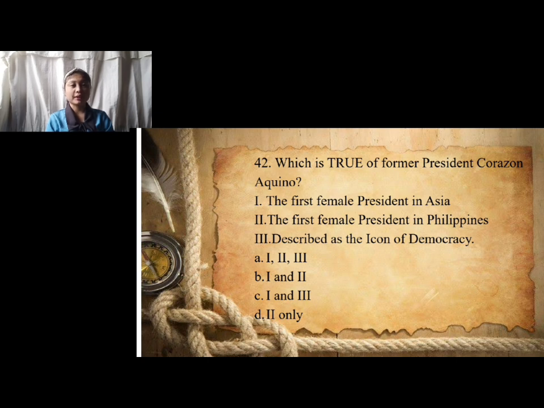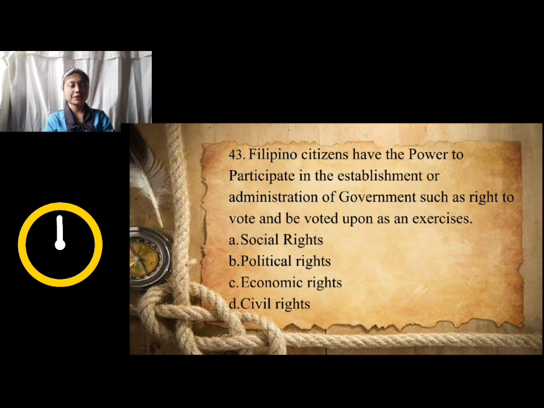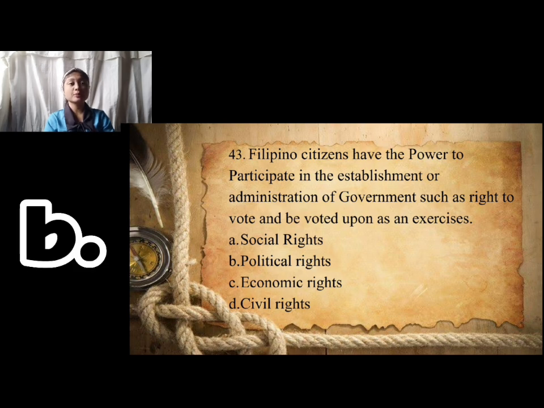Number 43. Filipino citizens have the power to participate in the establishment of administration of government, such as the right to vote and to be voted upon, as an exercise of blank. So the correct answer is letter B. It's political rights, the right to participate in the conduct of public affairs, to vote, and to be elected and access to public service.